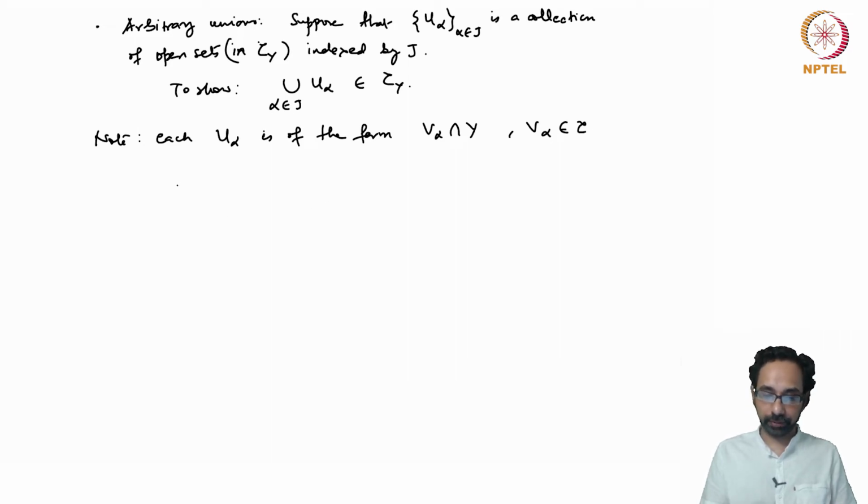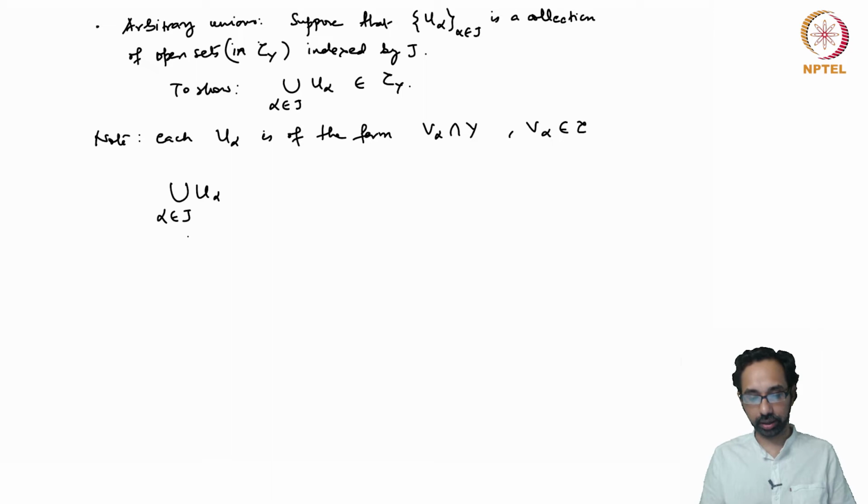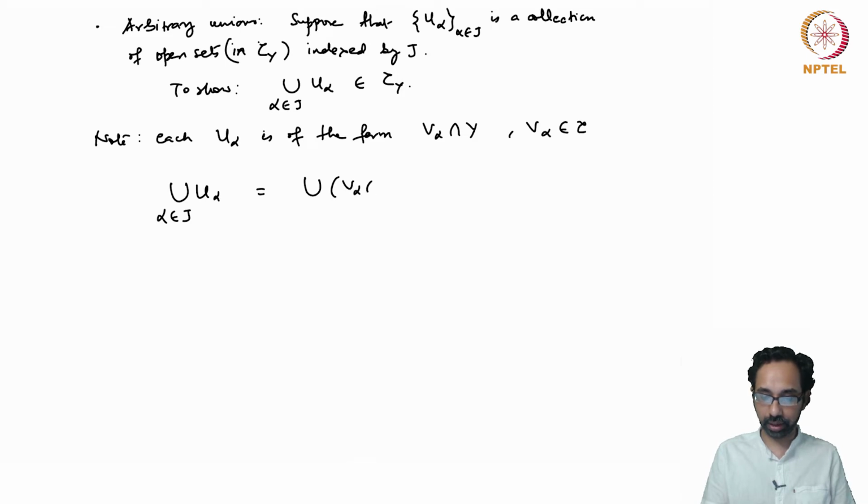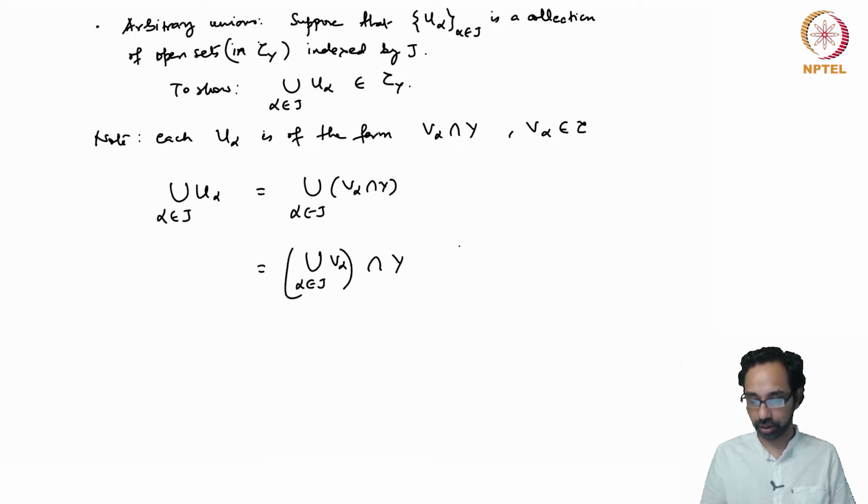So then we have the union of these sets U alpha, which is nothing but the union of V alpha intersection Y, alpha in J. Now we use the distributive property of intersections and unions, and this gives us the union over V alpha intersected with Y.